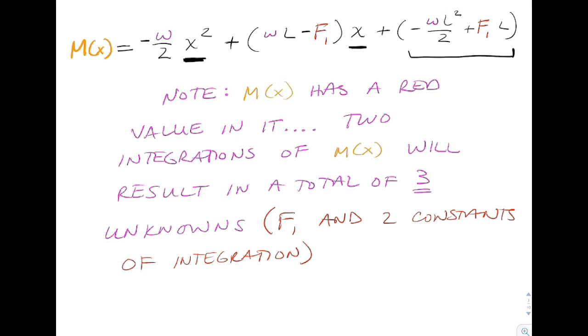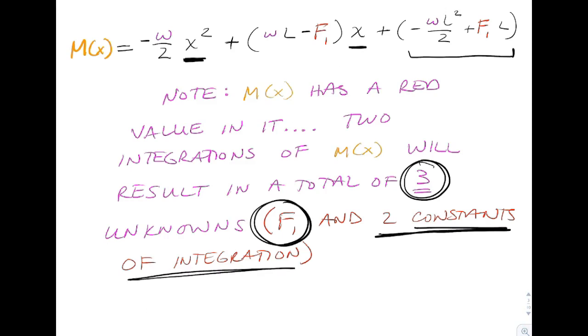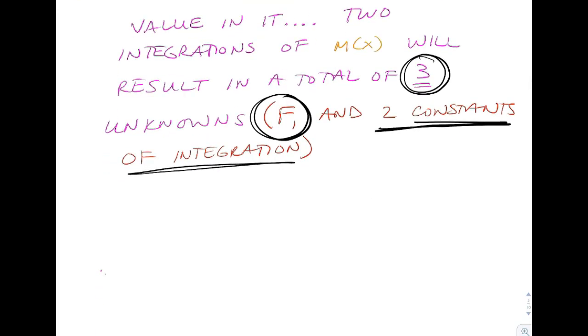Now, when we integrate the second order beam equation, we're going to end up with a total of 3 unknowns. We're going to have the 2 constants of integration and F1. Is that going to be a problem? No, because we are going to have more boundary conditions.